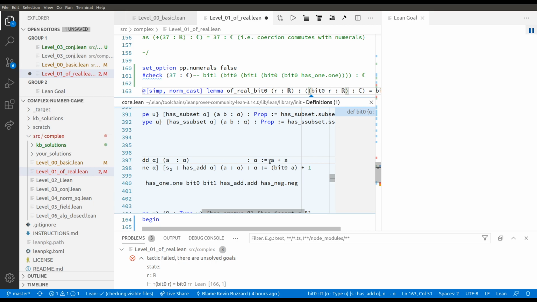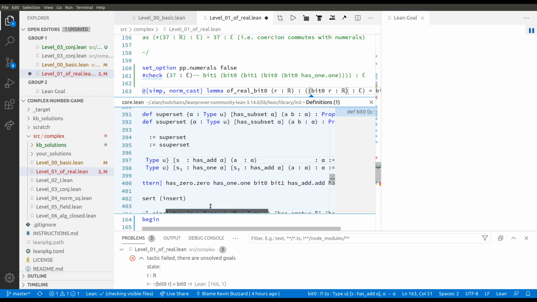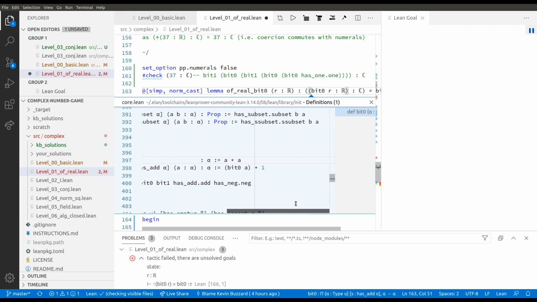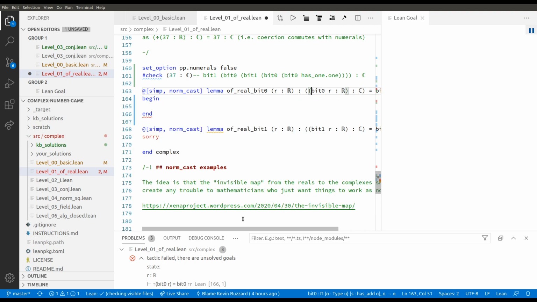Bit 0 of a is defined to be a plus a. It could have been 2 times a, but it decided not to use multiplication, we used addition. And bit 1 of a is defined to be bit 0 of a plus 1. So bit 0 just doubles the number, and bit 1 doubles it and adds 1. So you can see that's how you make binary expansion, right?